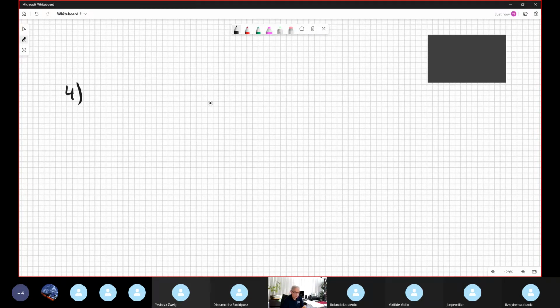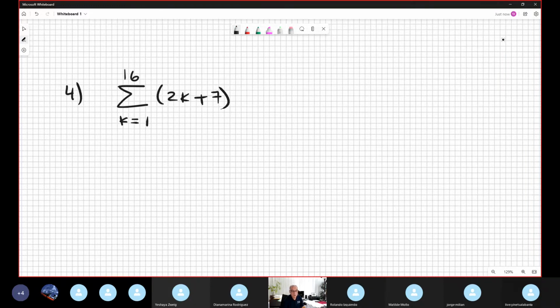Compute summation from k equal 1 to 16 of the expression 2k plus 7. Remember the linear property for the summation operator. So the constant 2 you put outside, and you can split into two summations, same limit from 1 to 16. But this is k and this is 2. These two go outside like a common factor, plus, and this is 7.